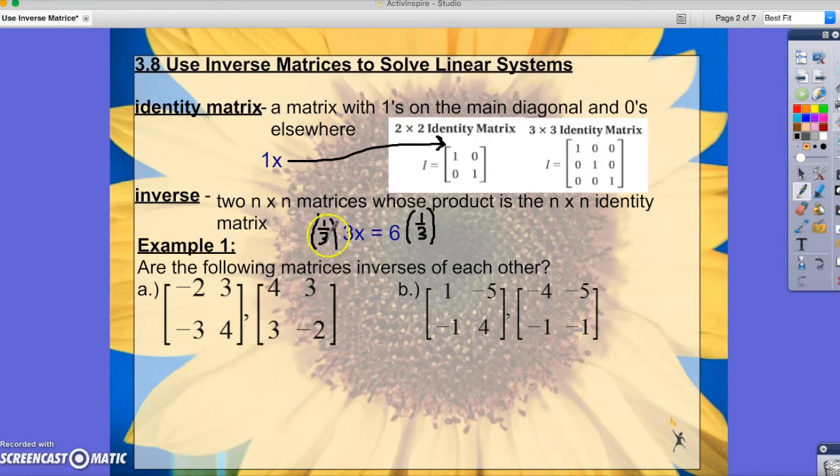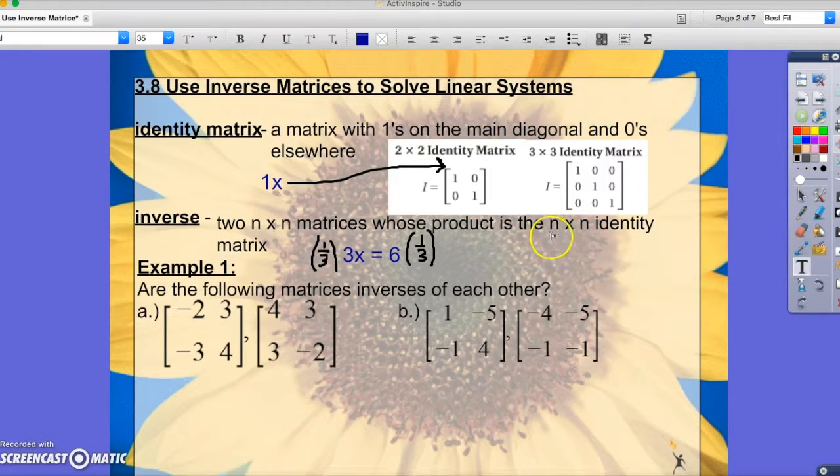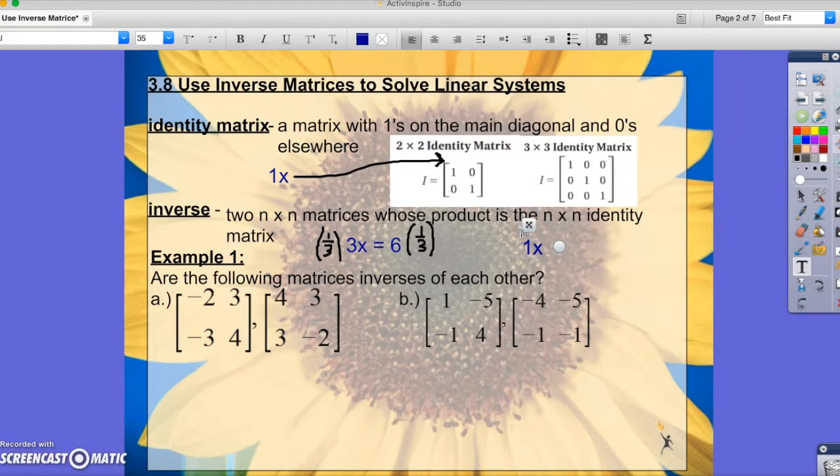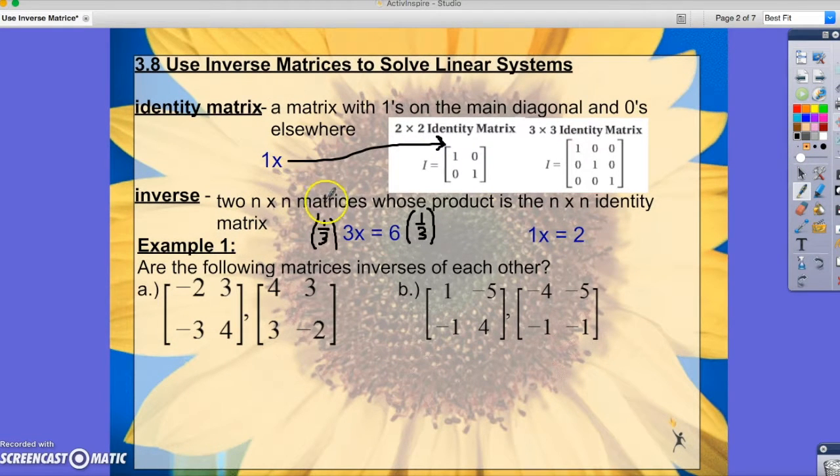So if you think about it, we could almost say this 1/3 is an inverse, but we want it in matrix form. So multiplying by the opposite, when I take 1/3 times 3, what do I get? I get 1x, or I'll type it over here, 1x equals 2, right? So two n by n matrices whose product is the n by n identity matrix. This would be like an identity matrix, just in number form, it's a 1. Now, we have to multiply these.